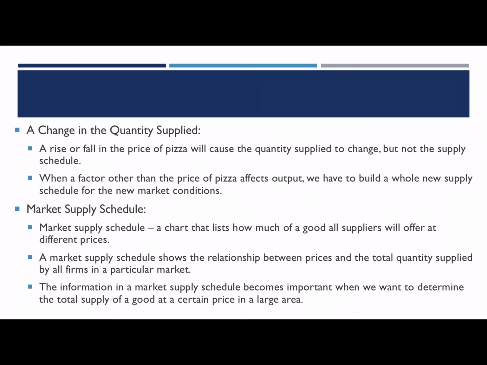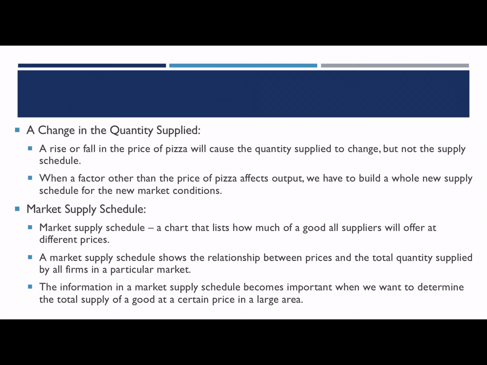So when price impacts supply, like it did with demand, we call that a change in quantity supplied. A rise or fall in the price of pizza will cause the quantity supplied to change, but not the supply or schedule. When a factor other than the price of pizza affects output, we have to build a whole new supply schedule for these new market conditions. So again, this is the ceteris paribus assumption.